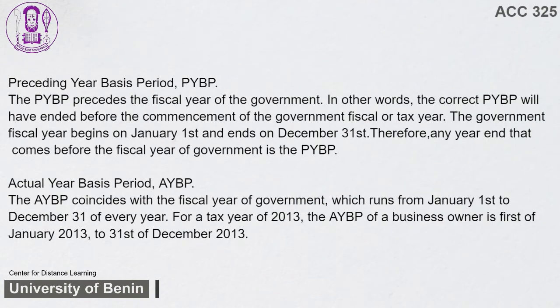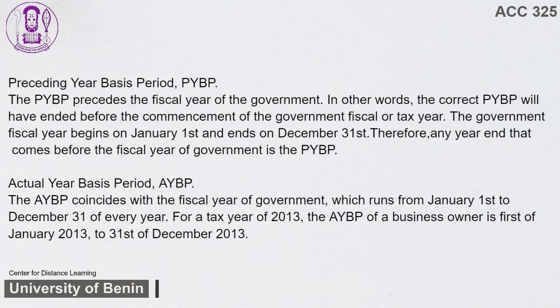Preceding year basis period, PYBP. The PYBP precedes the fiscal year of the government. In other words, the correct PYBP will have ended before the commencement of the government fiscal or tax year. The government fiscal year begins on January 1st and ends on December 31st. Therefore, any year end that comes before the fiscal year of government is the PYBP.